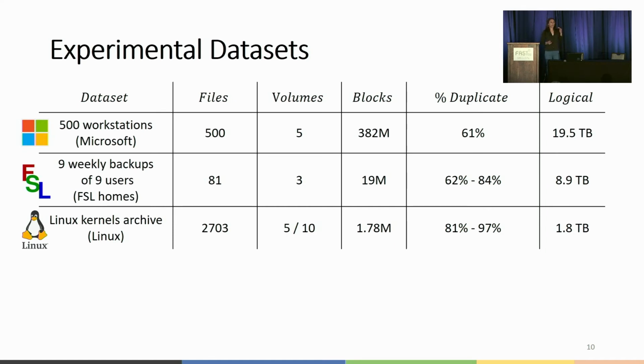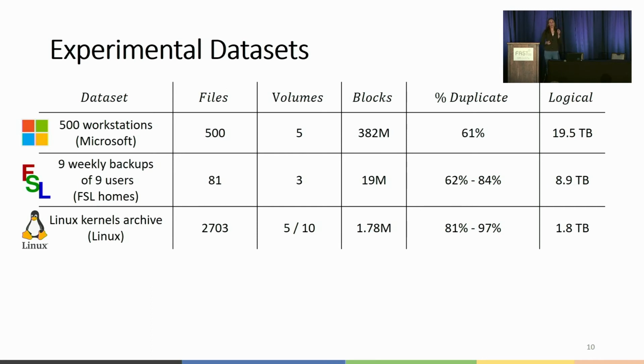Each of those datasets has a different number of files. And when I talk about a file here, I refer to an entire file system. This is our migration unit. We have different numbers of volumes and different sizes in terms of the number of blocks and the deduplication ratio. You'll see more details about this in the paper, of course.